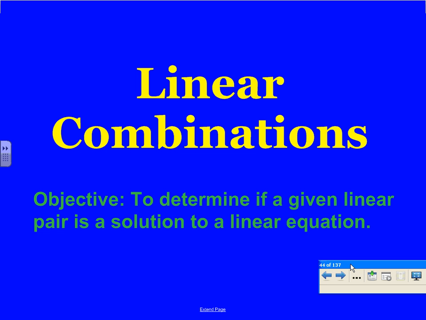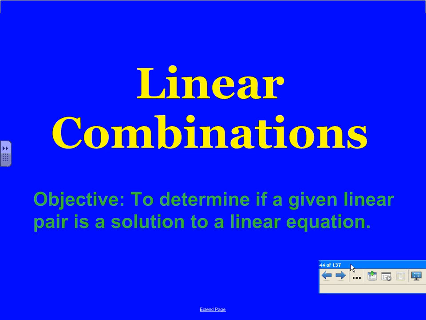Okay, so in the last part of class here, I want to introduce to you what a linear combination is. This is one of those lessons I think that you just need some common sense for, which you all have, so it's really not that bad, but it's something that we need to teach. So if you see this on an exam, you know what the directions mean if they say find a linear combination. So the objective is to determine if a linear pair is a solution to a linear equation.